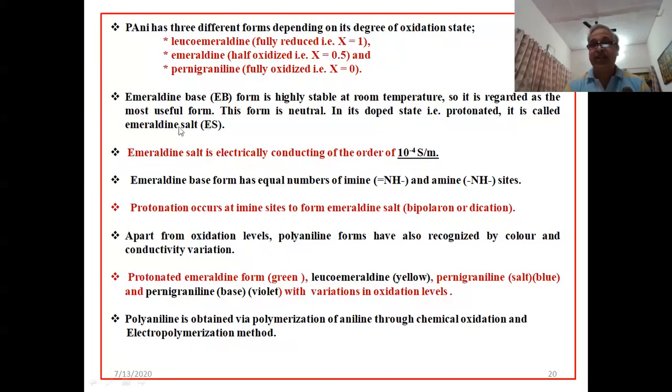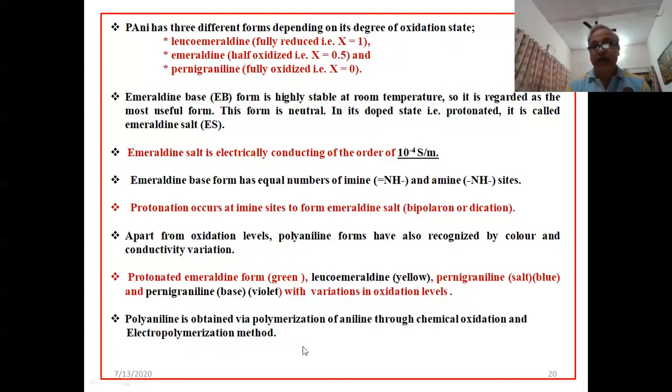Its conductivity is 10 to the power minus 4 Siemens per meter. The emeraldine base form has an equal number of imine and amine sites, and protonation occurs at the imine site to form emeraldine salt and gives a bipolaron or di-cation. Apart from oxidation level, polyaniline forms are also recognized by color and conductivity variation, meaning conductor to non-conductor and colorless to different colors.